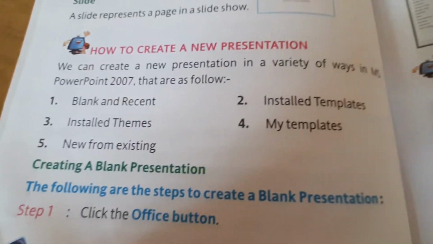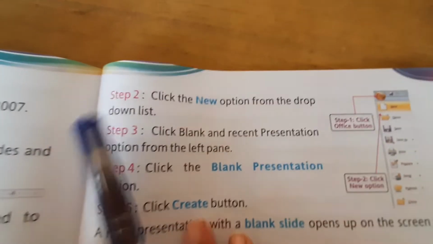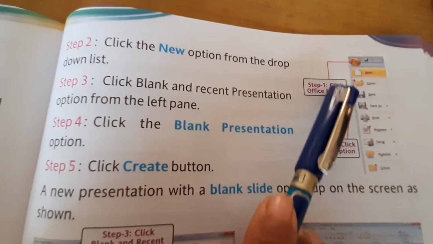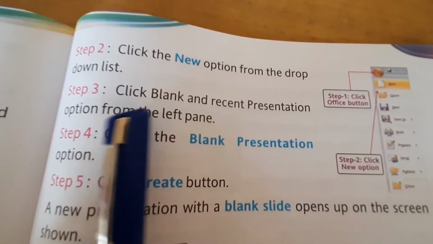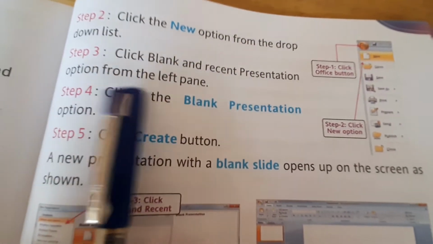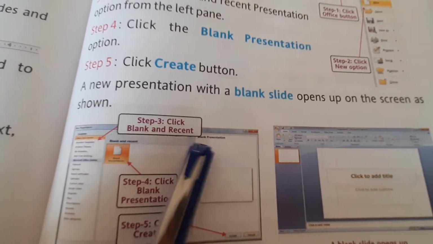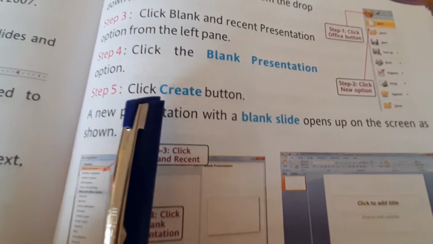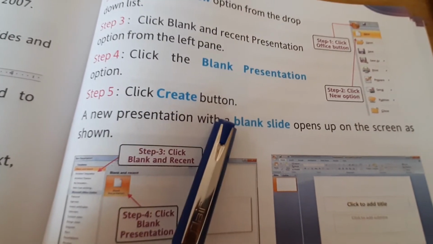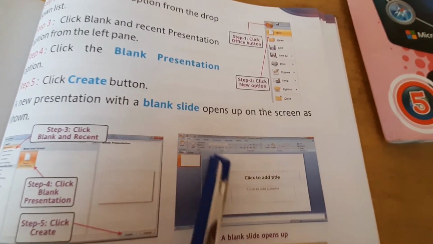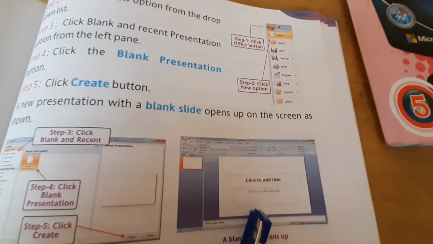Okay. Now click the office button. You will click on the office button. Click the new option. You will click on the new option from the drop down list here. Click blank and recent presentation option from the left pane. Here it will show you many options. So you can click on the blank and recent. Now click create button for creating it. A new presentation with a blank slide opens up on the screen as shown. So it will show you this slide. This is a first slide.